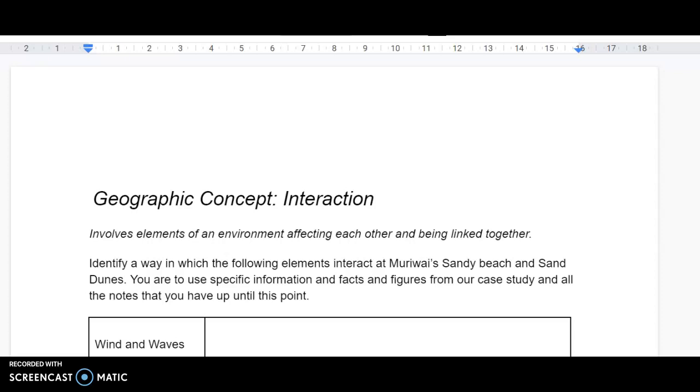So today we're just going to look at the geographic concept of interaction. The definition of that is: involves elements of an environment affecting each other or being linked together. Being linked together is the key, because if we took out one of these processes, then our sandy beach wouldn't be a modally dissipative beach. Or maybe our sand dunes wouldn't exist in the way that they do exist in our coastal environment.